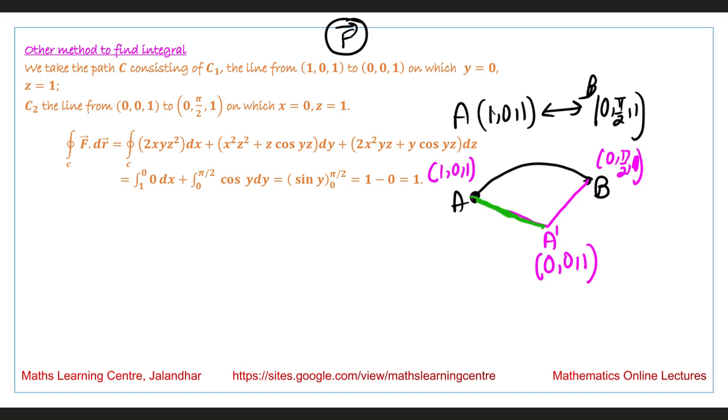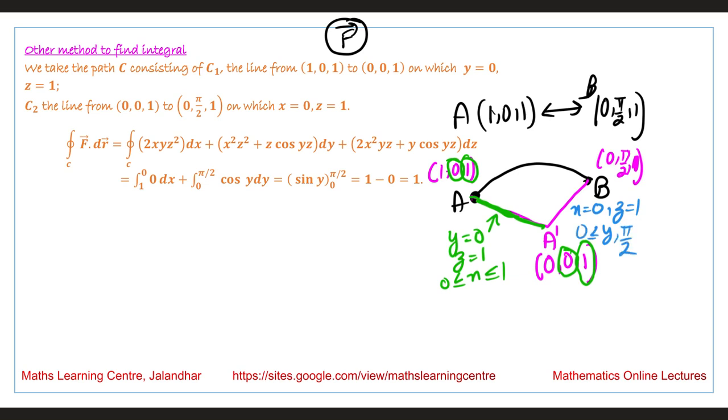Now for this straight line, the value of y is 0 and the value of z is 1. Both these values are fixed, and the value of x is varying from 0 to 1. Then we are moving from A dash to B, and on this path x is equal to 0, z is equal to 1, and y is varying from 0 to pi by 2.